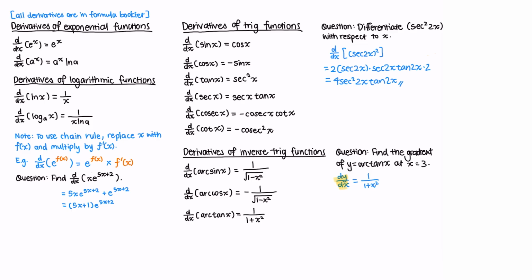What differentiating is all about is finding the gradient. So dy over dx, or f prime x, will give us the gradient function, which is the gradient at any point of x. But specifically, if I want to find the gradient at x equals 3, I can write dy over dx when x equals 3 is just equal to 1 over 1 plus 3 squared, and that is 1 over 10. So that's your gradient at x equals 3. You can also write this notation as f prime of 3.